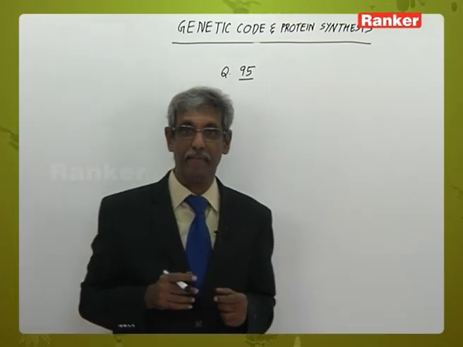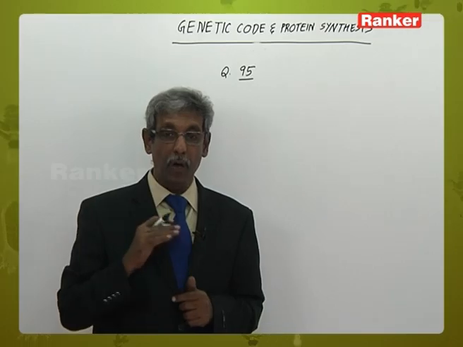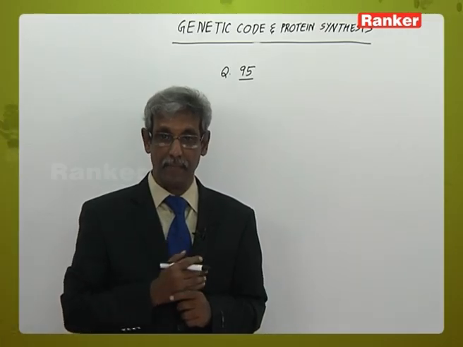Question number 95. Read the following statements A to D. A. In transcription, adenosine pairs with uracil. B. Regulation of lac operon by repressor is referred to as positive regulation. C. The human genome has 50,000 genes. D. Hemophilia is a sex-linked recessive trait. How many of the above statements are correct?